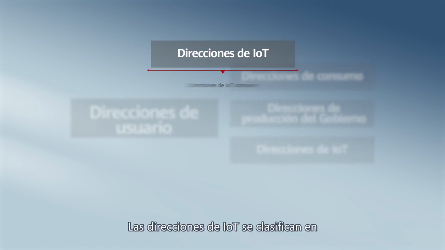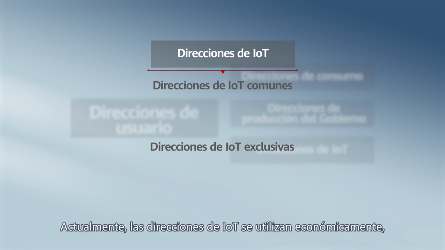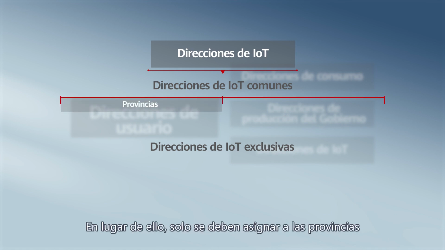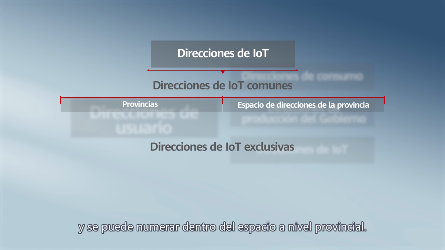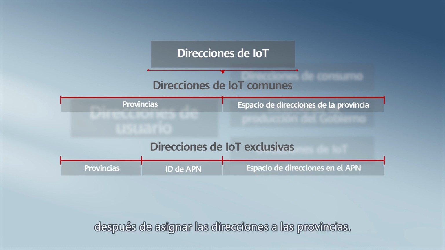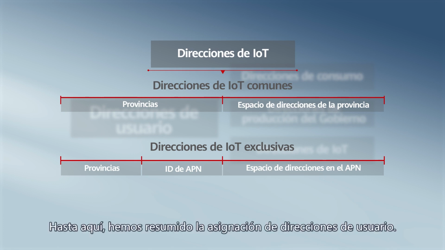IoT addresses are classified into common and dedicated IoT addresses. Currently, IoT addresses are used economically, and therefore, they do not need to be allocated to districts or counties. Instead, they only need to be allocated to provinces and can be numbered within the space at the provincial level. For dedicated APNs, different APN IDs need to be specified after addresses are allocated to the provinces. Other information can also be specified following the APN information. This sums up the allocation of user addresses.